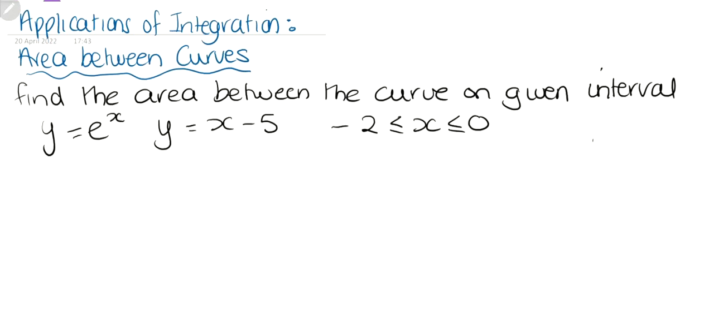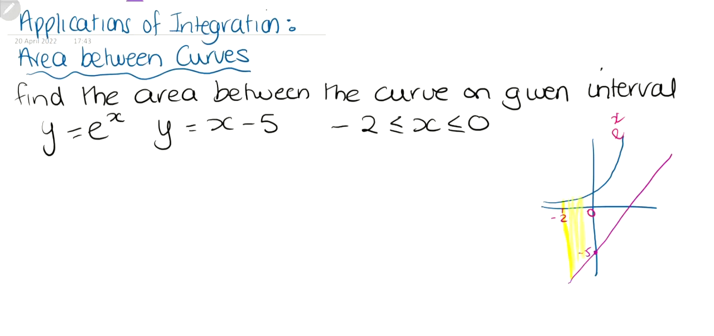So if I was to sketch this graph, I'm going to have my e^x graph. So this is my e^x, and we'll just say this is -2 around over here, and 0. And then I have to sketch my second graph, which is going to be x - 5. So -5, let's say that's here, and we're going to have our line here. So we're interested in the area of this shaded part here.